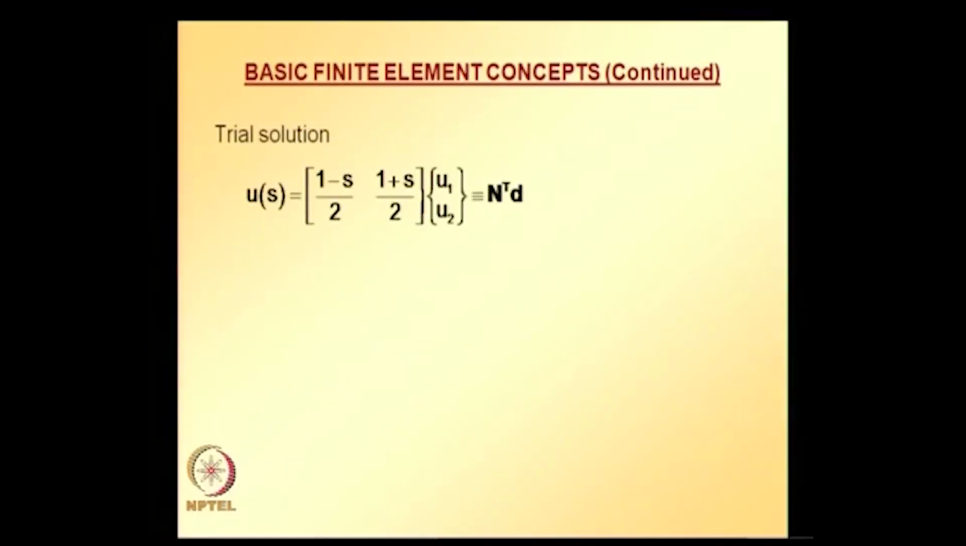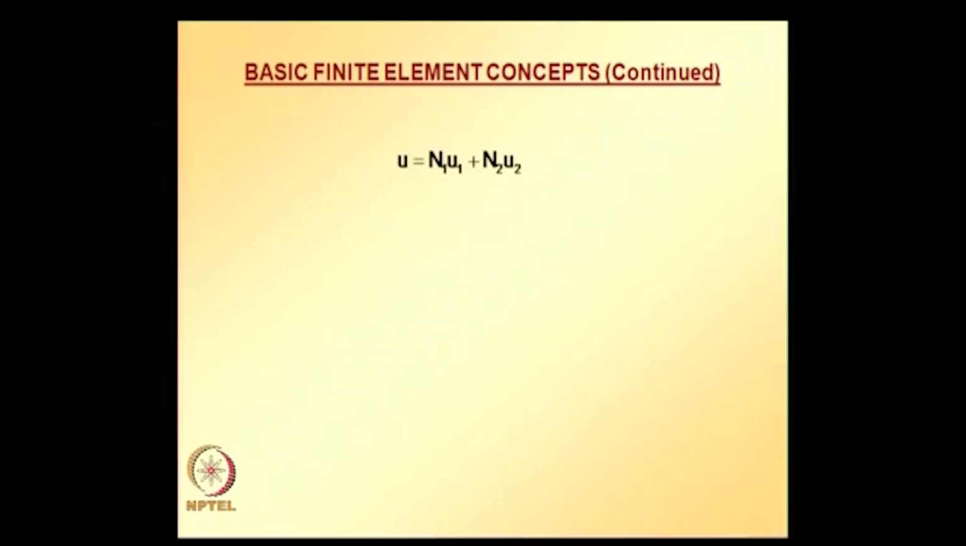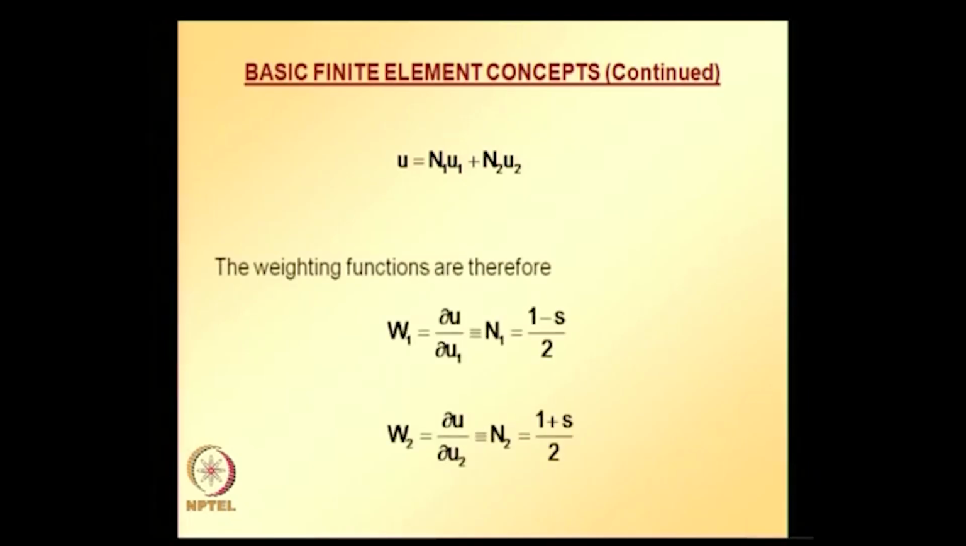Trial solution N transpose d, derivative of trial solution B transpose d, you have seen all these earlier, and N transpose is N1 N2, and the trial solution can be written as u is equal to N1 u1 plus N2 u2, and the weighting functions are here.